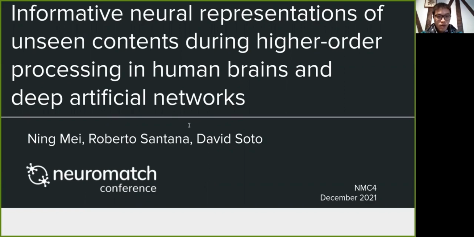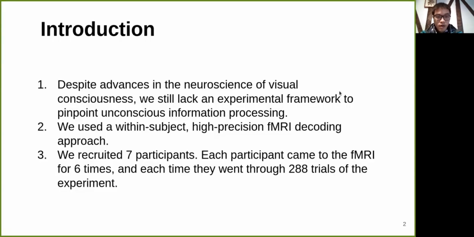Today, I'll present our latest work on the neural representations of unseen contents in the human brain and in deep neural networks. Despite advances in the neuroscience of visual consciousness, we still lack an experimental framework to pinpoint unconscious information processing. We used a within-subject high-precision fMRI decoding approach to investigate the matter.